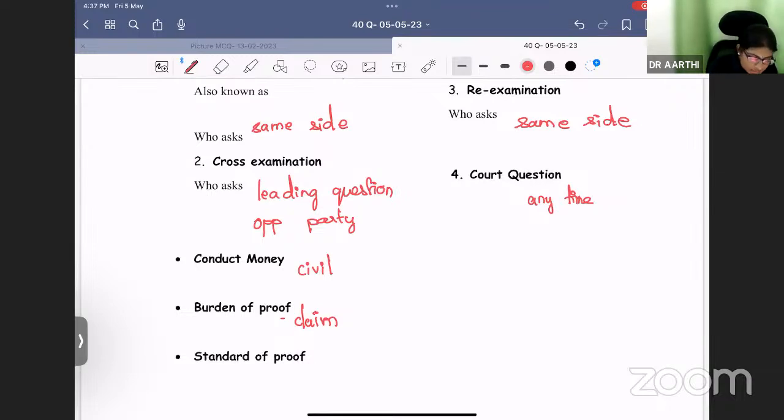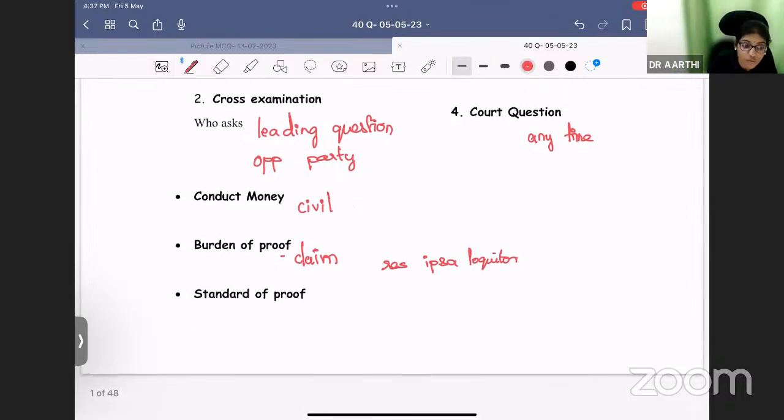Like for doctors, in case of res ipsa loquitur, right? Res ipsa loquitur is where the fact speaks for itself. Wrong limb surgery, gauze left inside. Res ipsa loquitur, the fact speaks for itself.